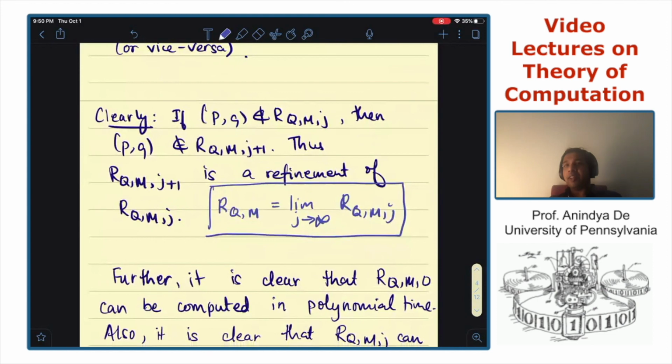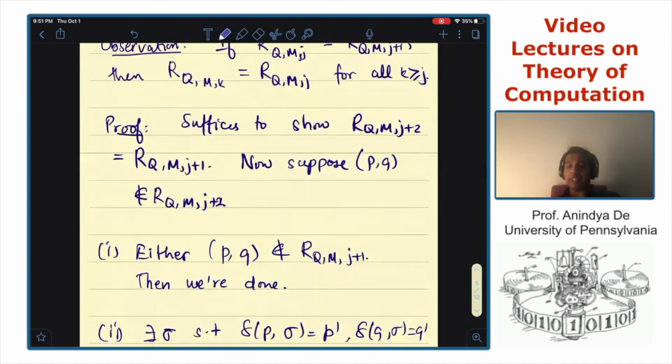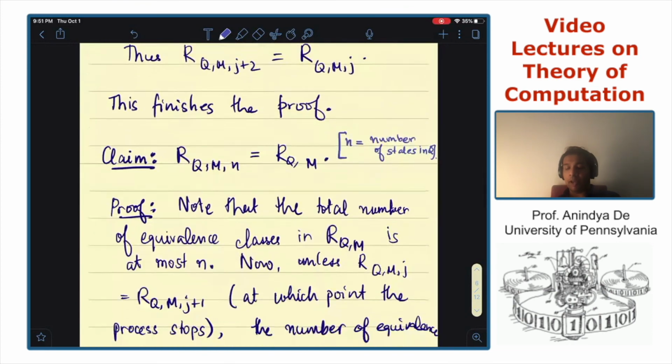So again, I'm just saying that now this definition makes sense, because to get R_{Q,M}, basically we had to go to R_{Q,M,J} for arbitrarily large J. But the point is that one doesn't need to go to arbitrarily large J, because the process of creation of successive equivalence classes stops by the time J reaches n. So in this manner, we can compute the equivalence relation R_{Q,M}.